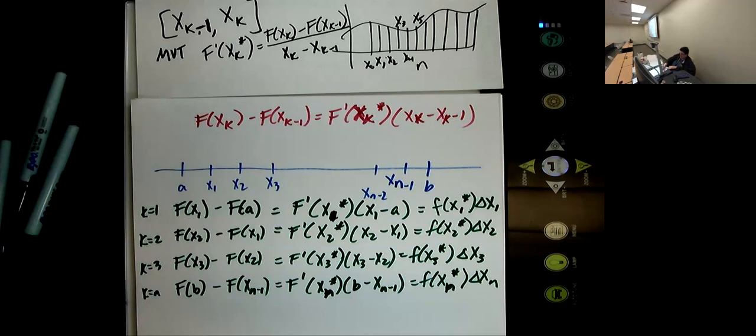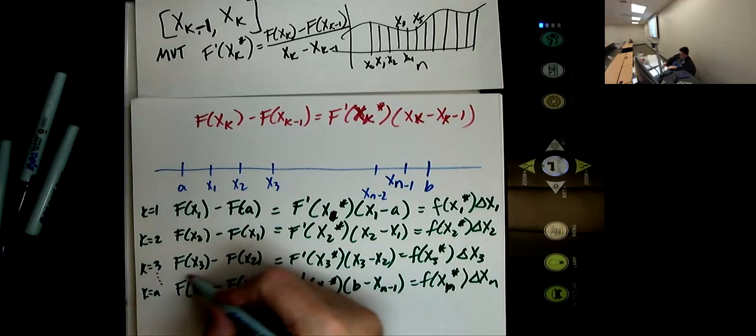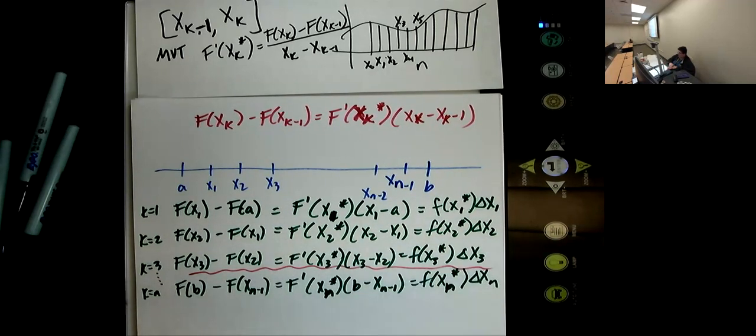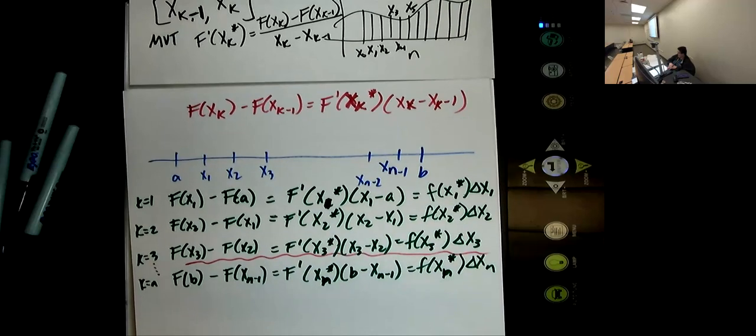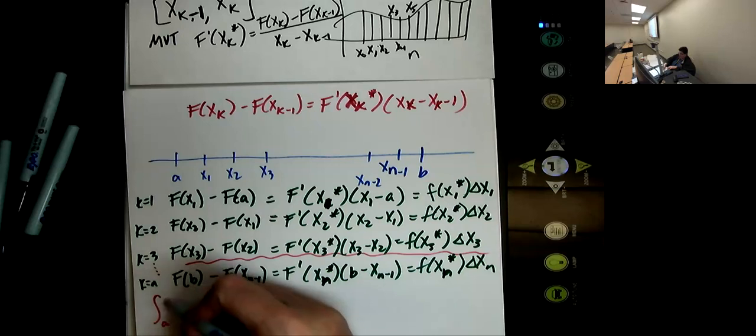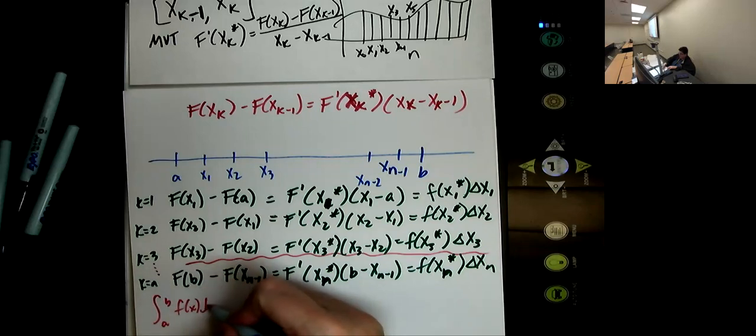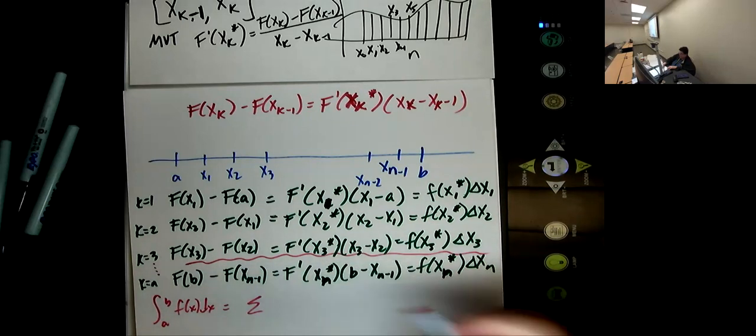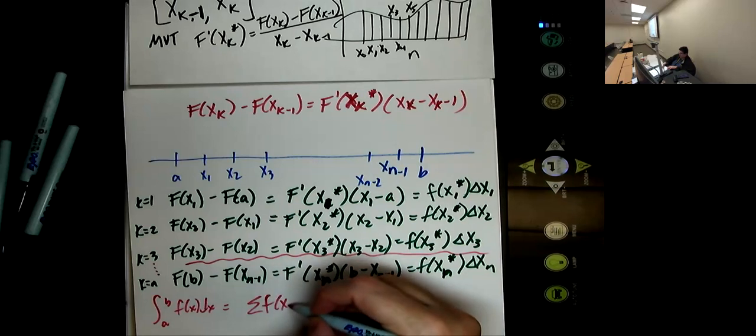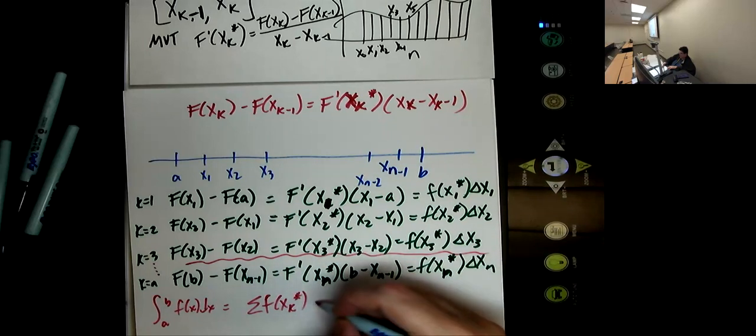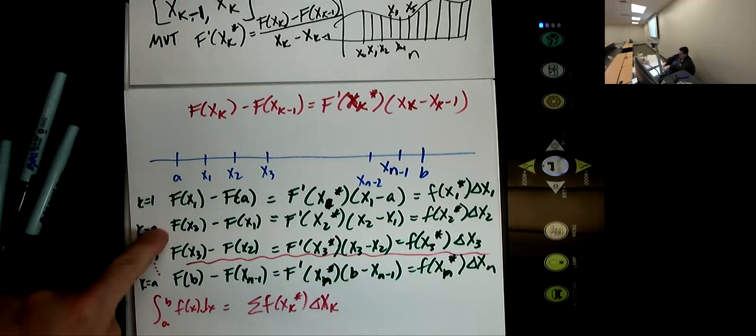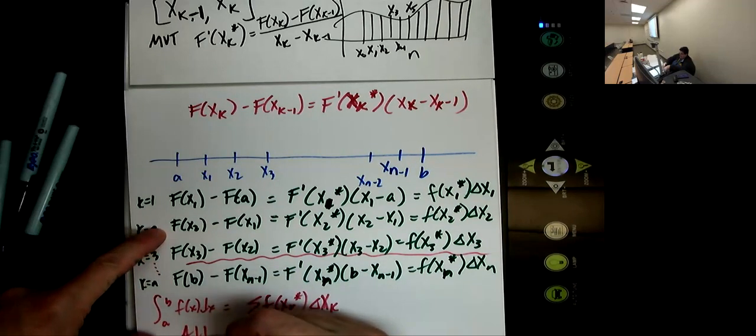So there's a little gap in here where I didn't write down everything. But the integral from a to b, f of x dx, is the summation of these. Summation of f of x k star delta x k. So we are adding these up.